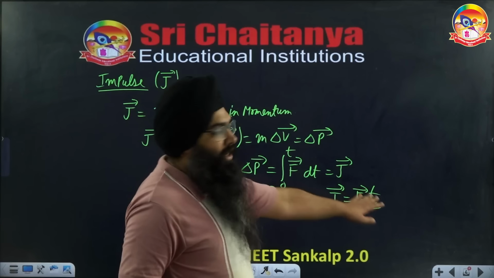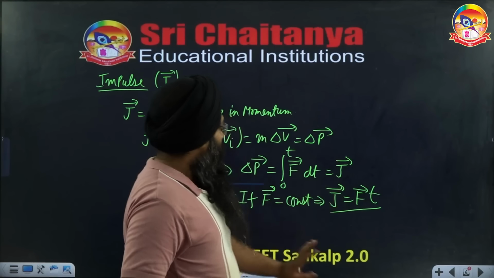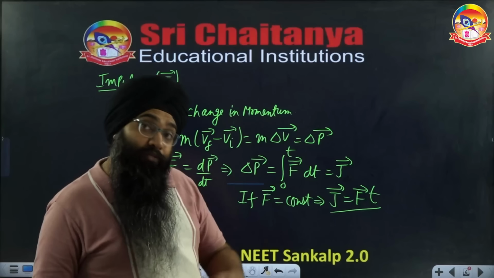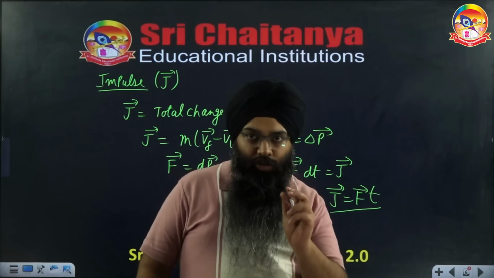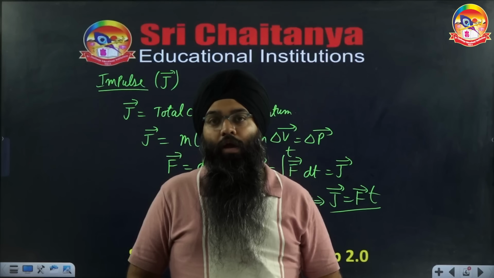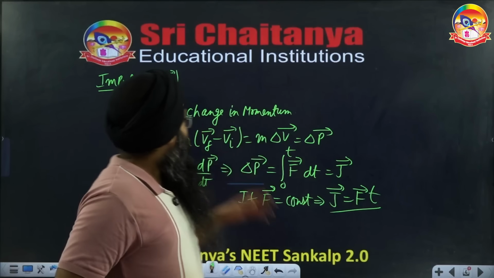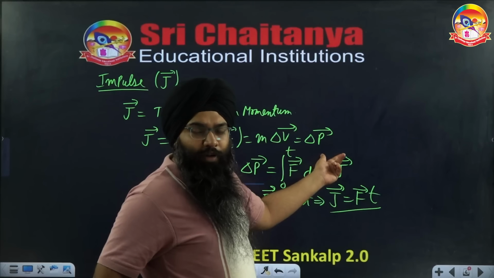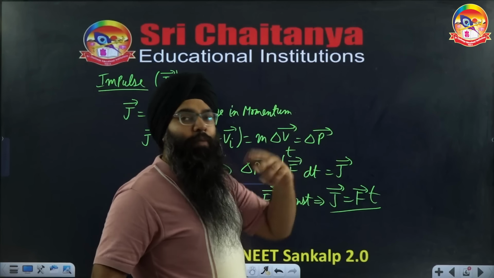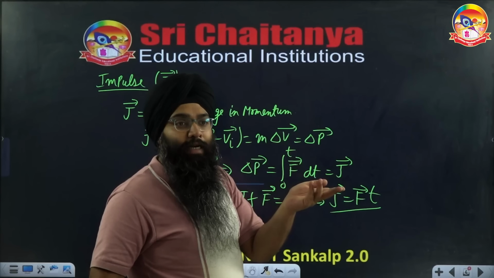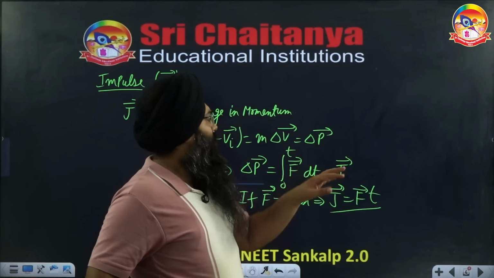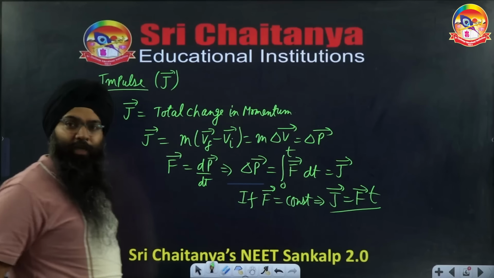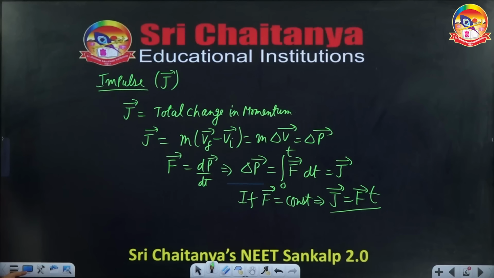So impulse can be written as force into time when your force is constant, but if the force is not constant, you have to apply integration. If there are large forces acting for a very short interval of time, then whatever change in momentum you calculate will be called impulse. But it can be applied in two cases: either large forces are acting for a short interval of time, or small forces are acting for a large interval of time. In both cases, you will get some change in momentum. Okay? So this is called impulse.